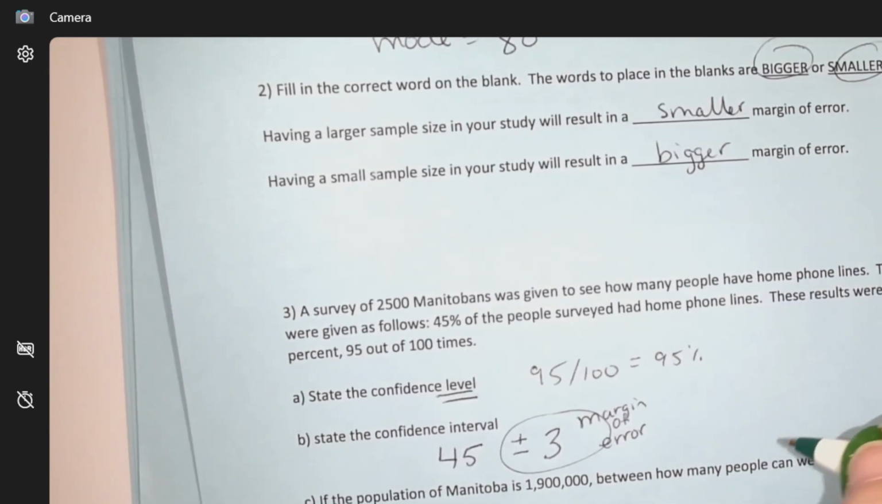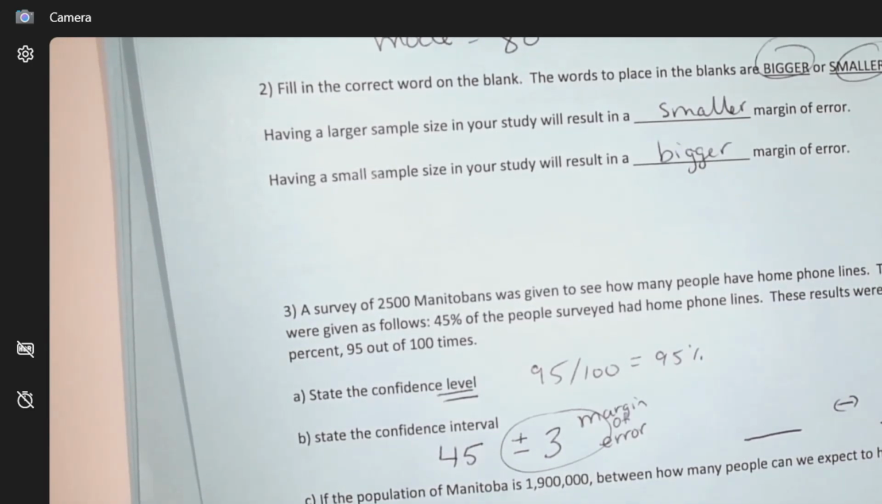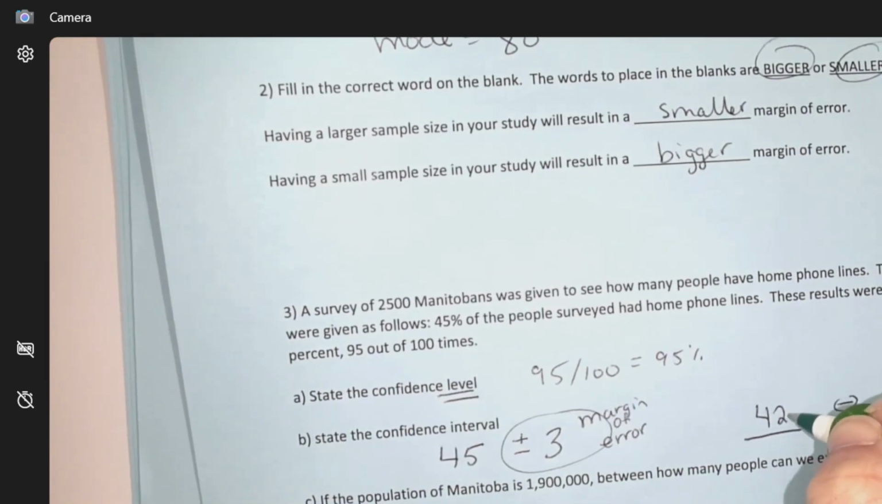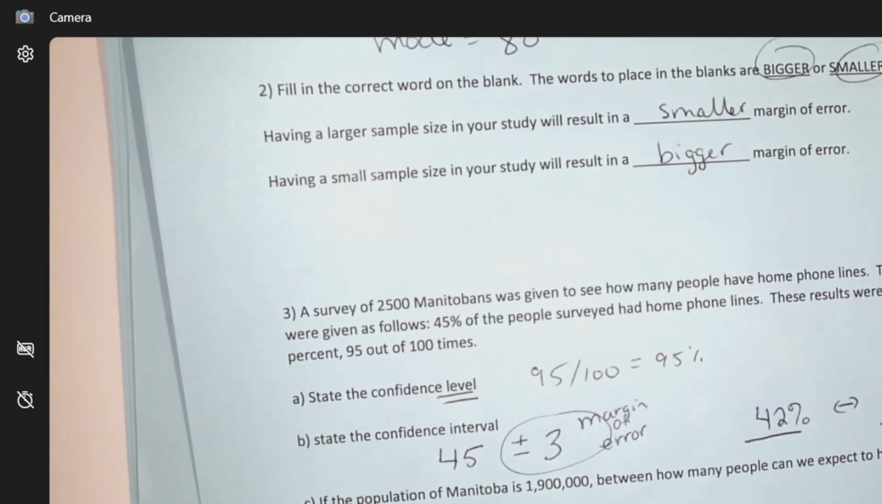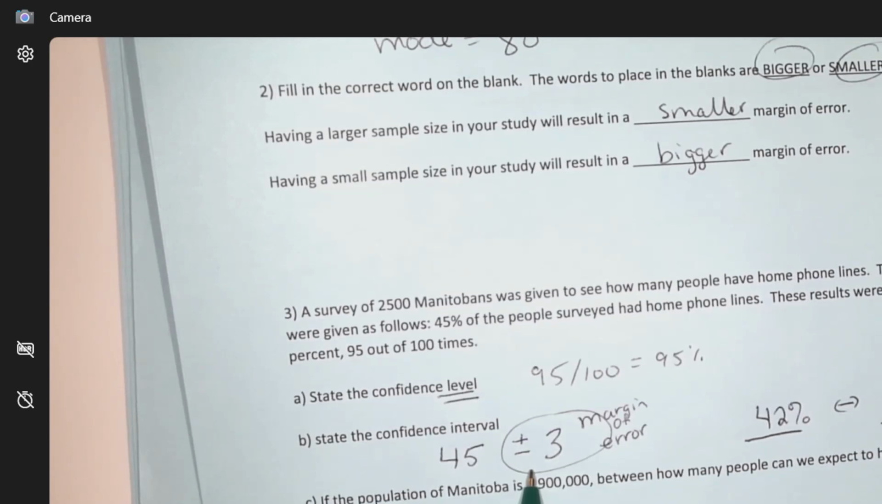So what is my interval? I can go as low as what to as high as what? 42 to 48. That's my confidence interval. Sorry, where did I get these values? So 45 minus 3, and 45 plus 3.